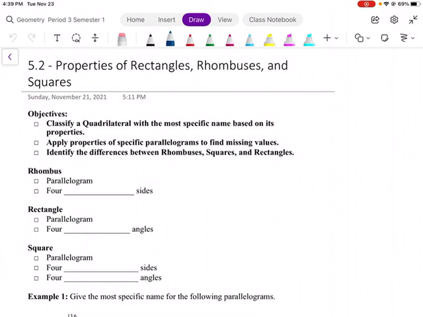So in 5.1, we talked about how we have quadrilaterals and a type of quadrilateral is a parallelogram. Today, we're going to talk about the three types of parallelograms, which are the rectangles, rhombuses, and squares.